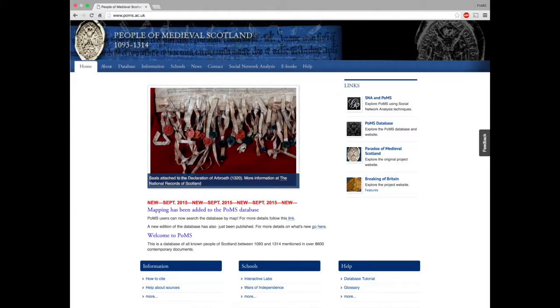The People of Medieval Scotland, or PoMS, is a free online database that can be found at www.poms.ac.uk. PoMS is primarily a research tool that brings together information from thousands of documents dating between the years 1093 and 1314. The main purpose of PoMS is to present what these documents can tell us about the people of Scotland and their actions during this period.